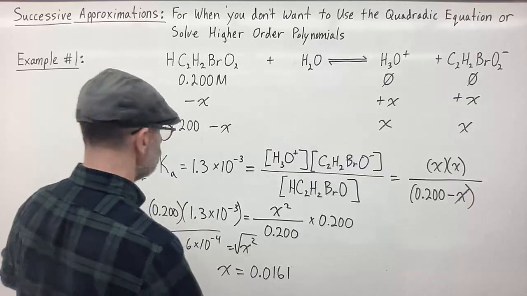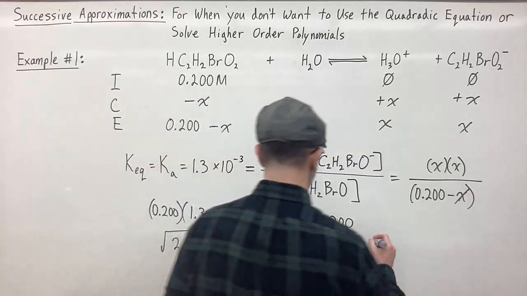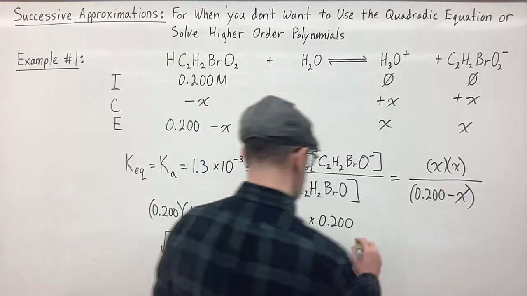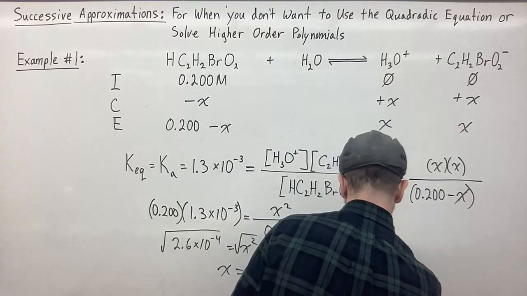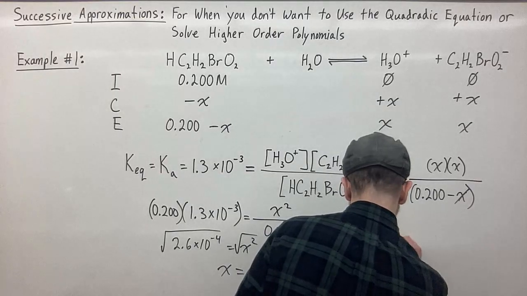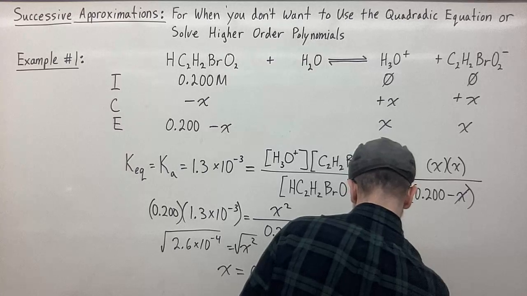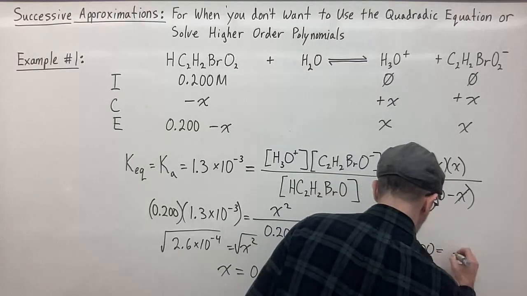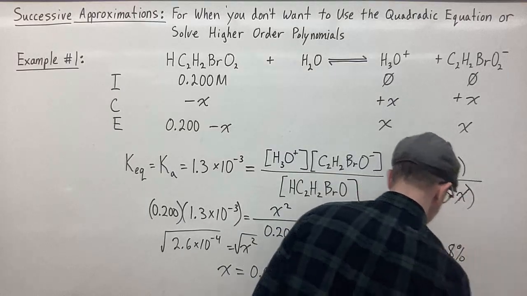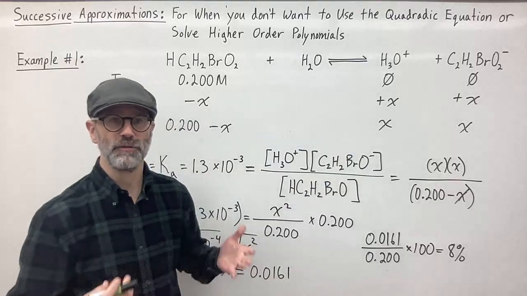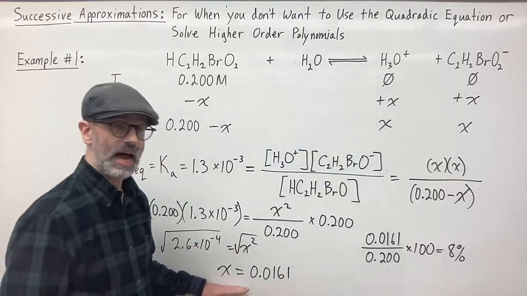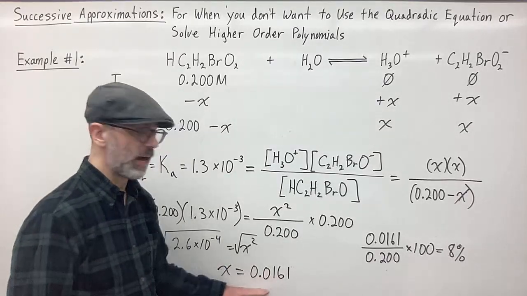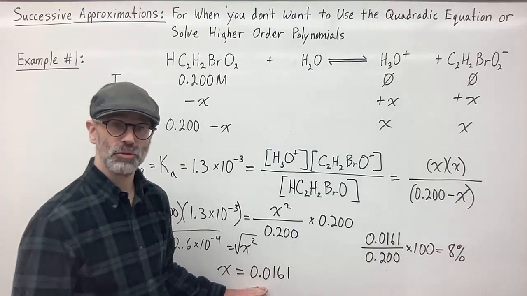So let me do the calculation over here. The original concentration was 0.200 molar. So if I take my X value, 0.0161 divided by 0.200, and then multiply that by 100, I'm going to get pretty much 8%. Now 8% is definitely greater than 5%, so this does not pass the test, which means that this X value is not negligible, so I can't assume it to be negligible.